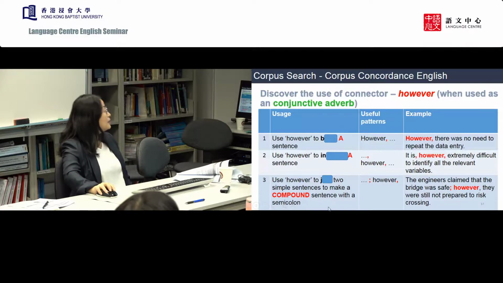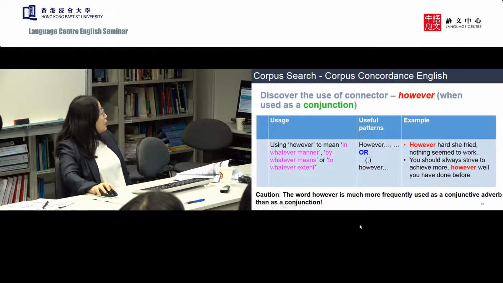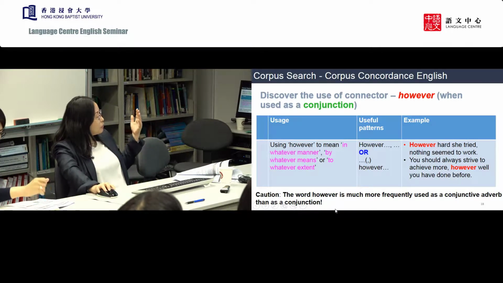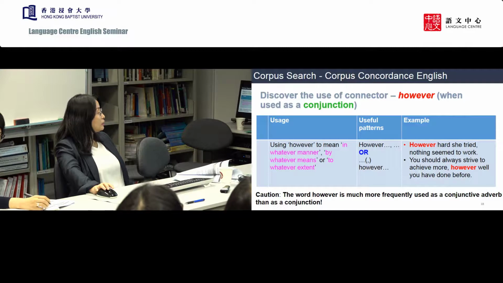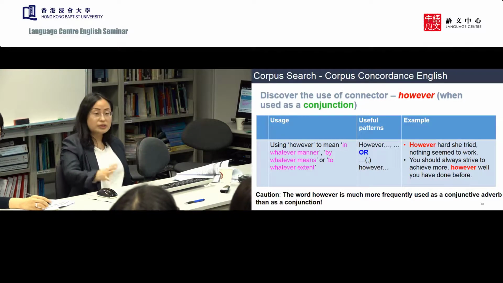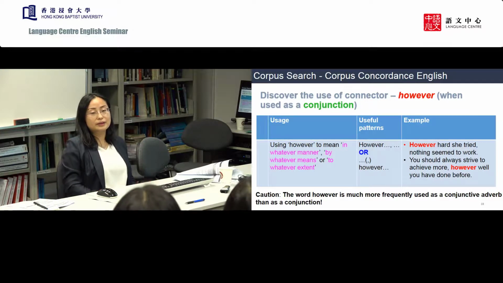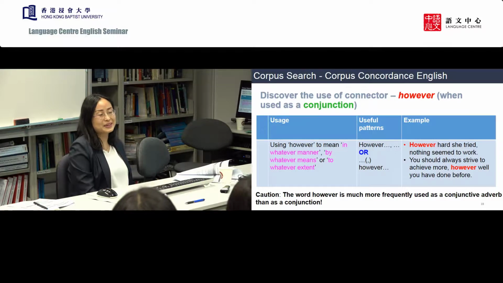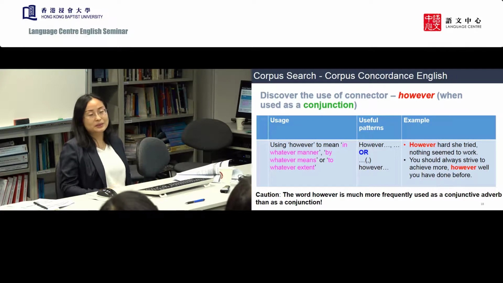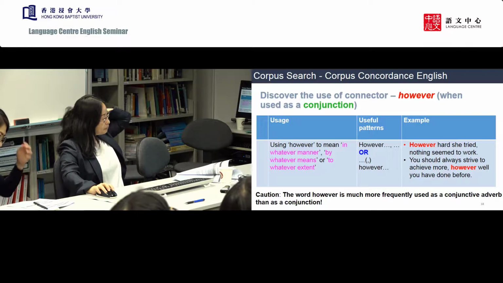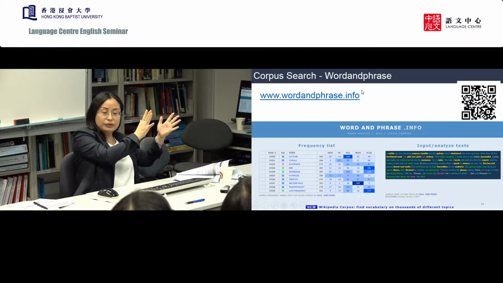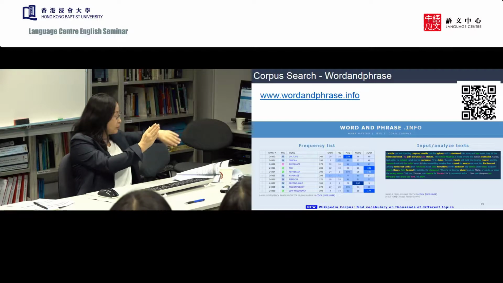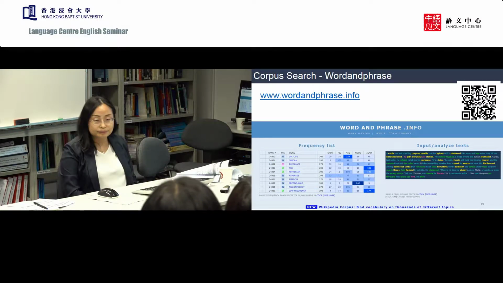All right, so this is the first example I'm going to show you. So far we know that "however" is much more frequently used as a conjunctive adverb rather than a conjunction. It's the same for "therefore": same idea, they use "therefore" as a conjunctive adverb all the time. Do you have any questions about Lex Tutor? Because now I'm going to introduce the other one, the words and phrases.